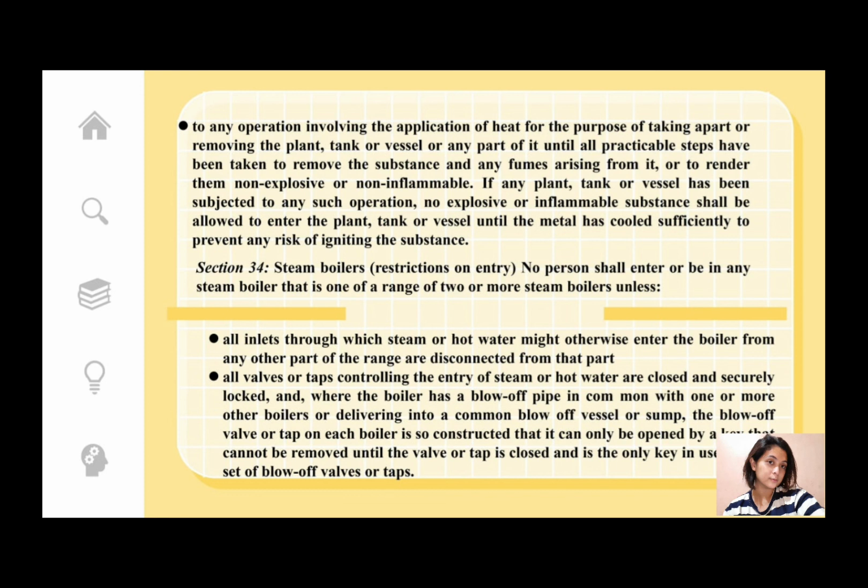All valves or taps controlling the entry of steam or hot water are closed and securely locked, and where the boiler has a blow-off pipe in common with one or more other boilers, or delivering into a common blow-off vessel or sump, the blow-off valve or tap on each boiler is so constructed that it can only be opened by a key that cannot be removed until the valve or tap is closed, and it's the only key in use for that set of blow-off valves or taps.